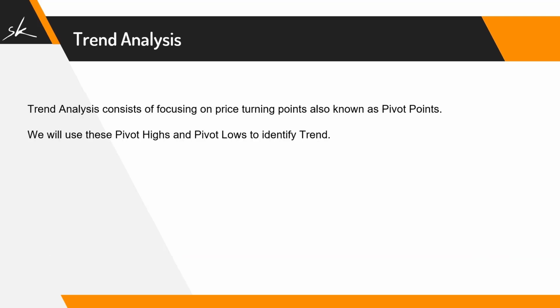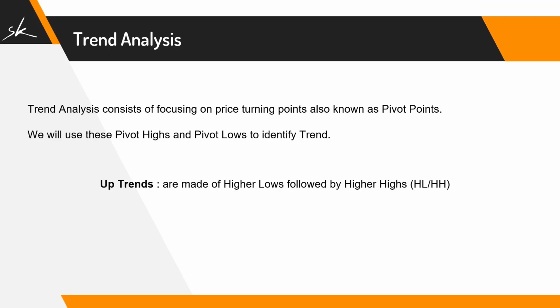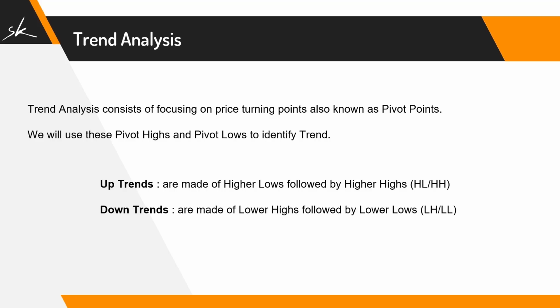Trend analysis consists of focusing on price turning points known as pivot points. We use these pivot highs and lows to identify trend. Uptrends are made up of higher lows followed by higher highs. Downtrends are made up of lower highs followed by lower lows. Sideways trends are relatively equal highs and equal lows.